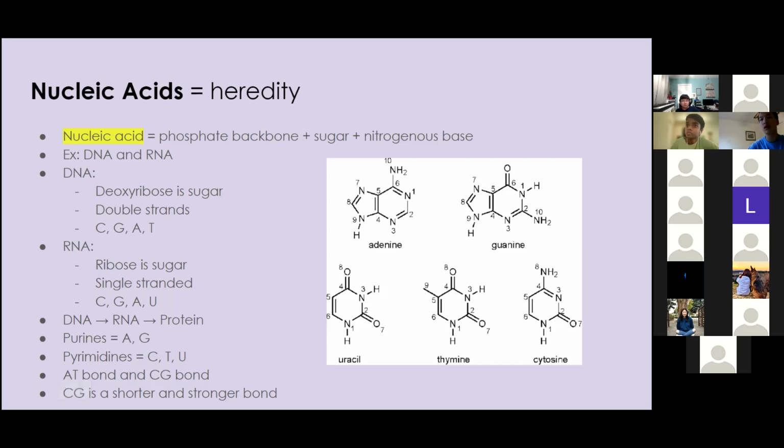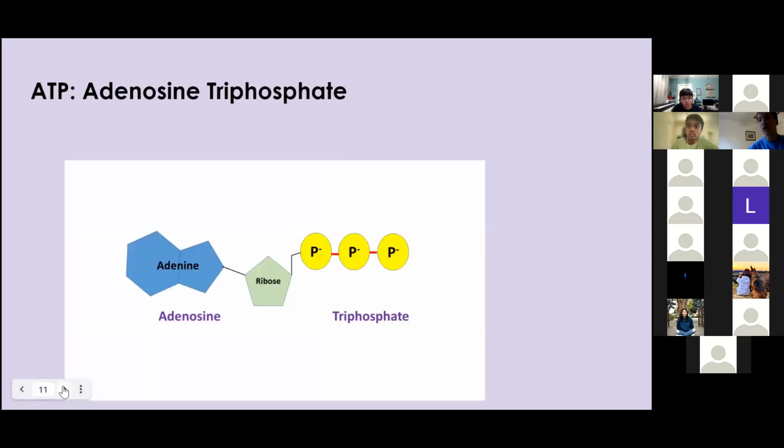And then just a side note, the bond between cytosine and guanine is shorter, and it's a stronger bond, meaning it takes a higher heat capacity to break. Additionally, these nitrogenous bases bond in hydrogen bonds. Okay, and then this is just a picture of ATP and the three components that make up ATP, which is adenosine, ribose, and triphosphate, the three negatively charged phosphate groups.